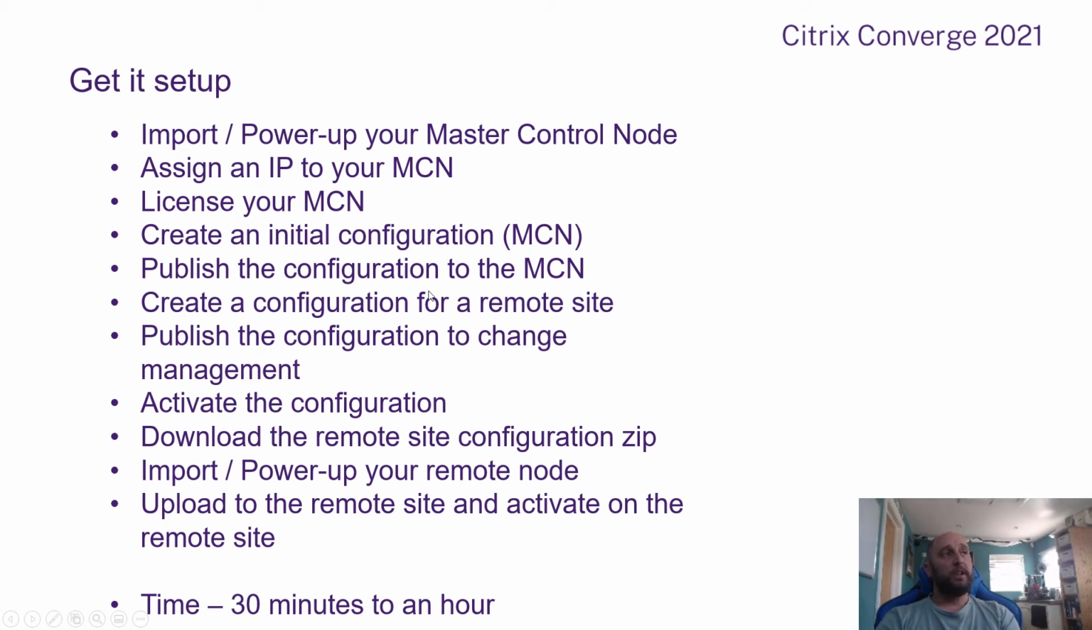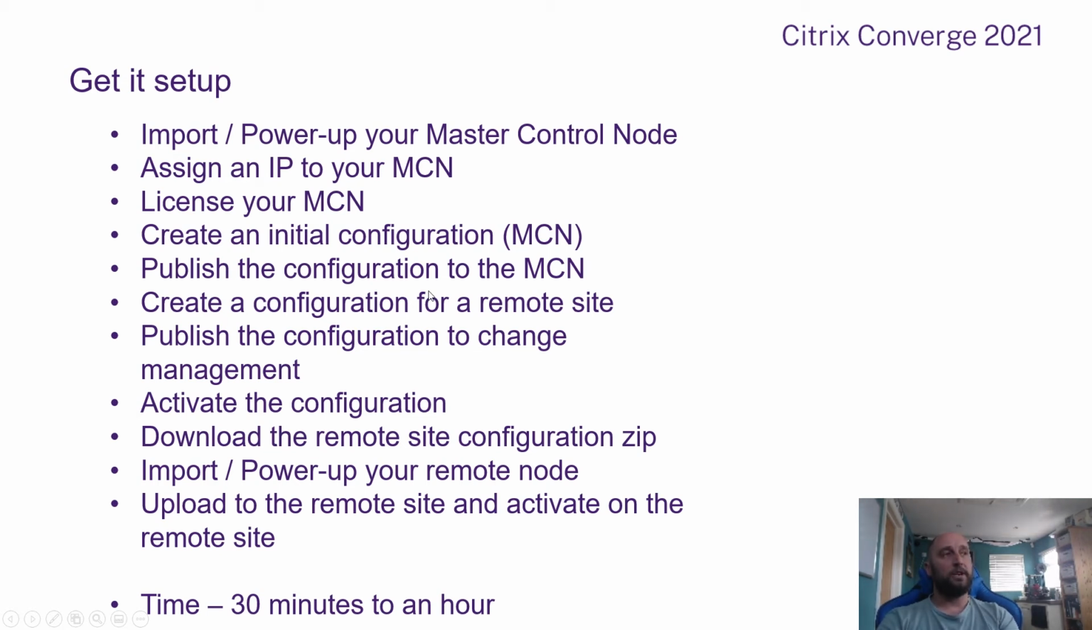You create an initial configuration for the MCN node. The MCN has the configuration manager and the editor. You publish a configuration to the MCN to tell it which WAN connections it has, what the IP addresses are, which LAN connections it has, and what your subnets are locally. You then create that configuration and you publish it.